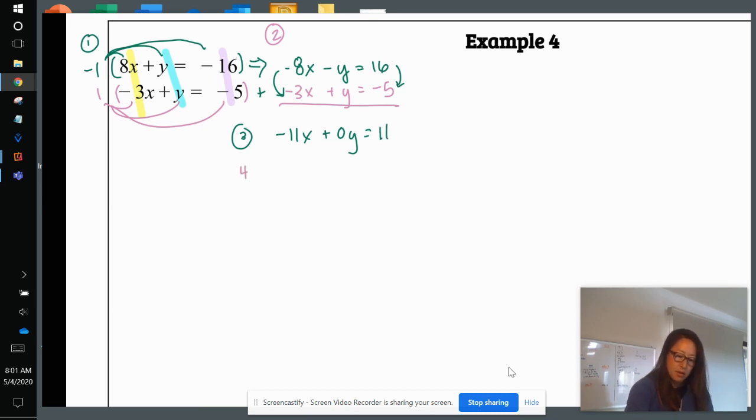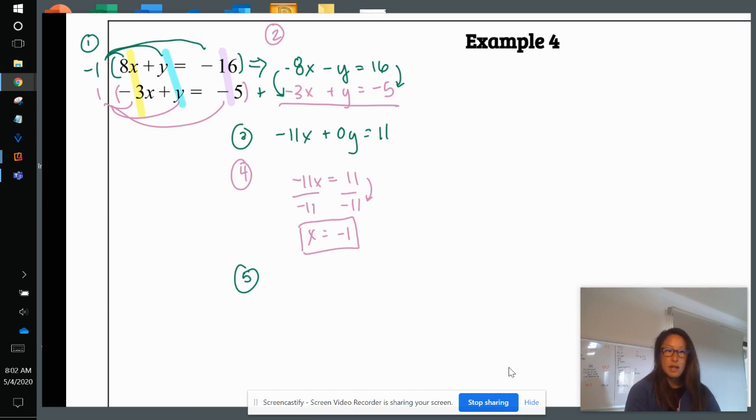Step 4, solve for the variable. So I have -11x is equal to 11. Divide by -11 to give me +1x. My +1x is equal to 11 divided by -11, which is -1. That's your first variable. Second variable. Choose your equation. I'm going to choose, I don't know, the numbers look smaller in the second equation, so I'm going to choose that one.